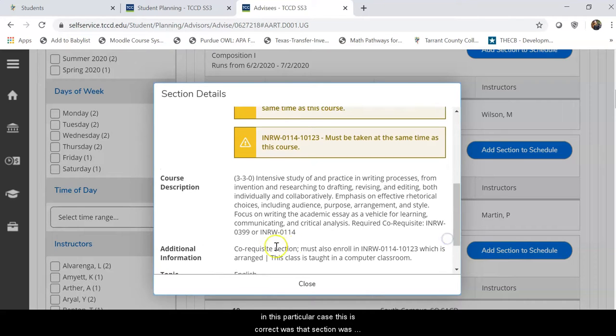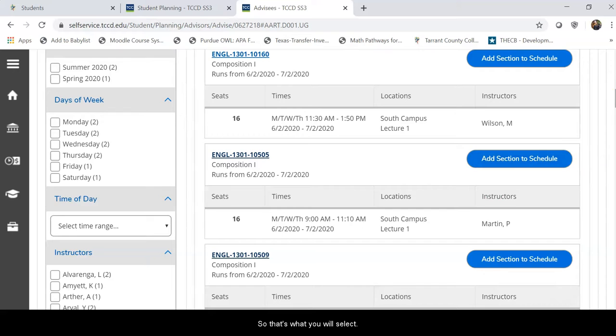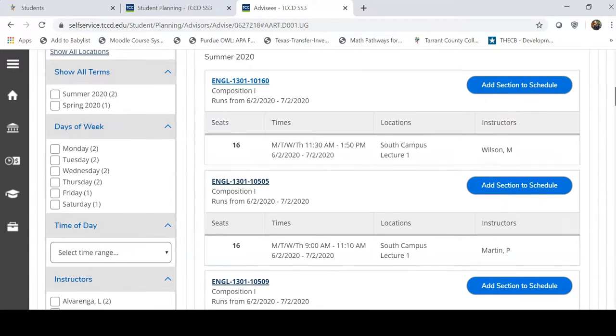So in this particular case, this says prerequisite section must also enroll in INRW 0114, and it has a very specific class. That means you cannot shop around for it. When you register, you have to select that class, and you have to go and type this one into the search bar in the top right-hand corner and look for that exact course. And that's how you'll get it to go through. So that's what you will select.